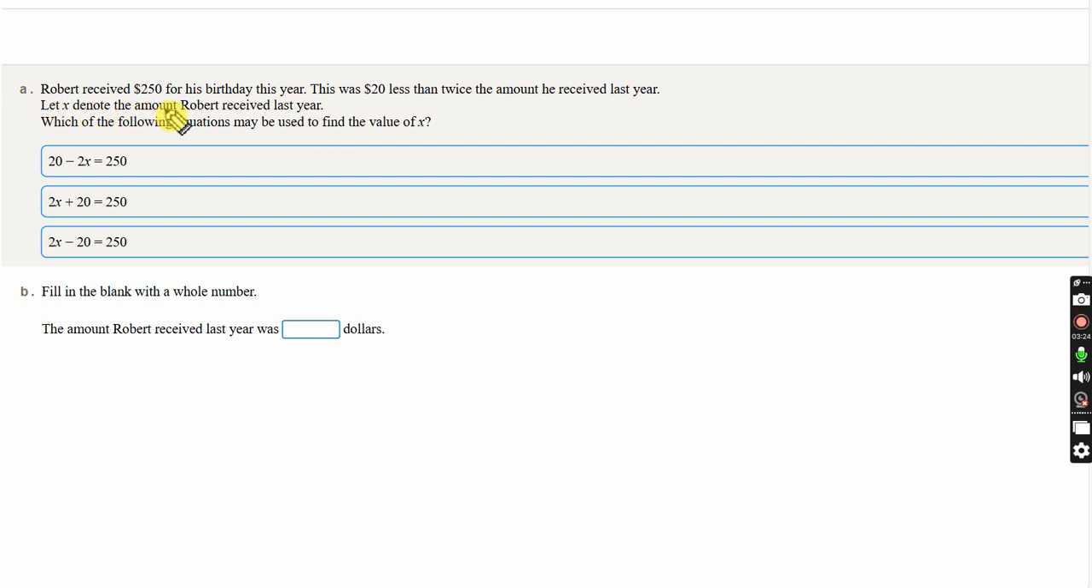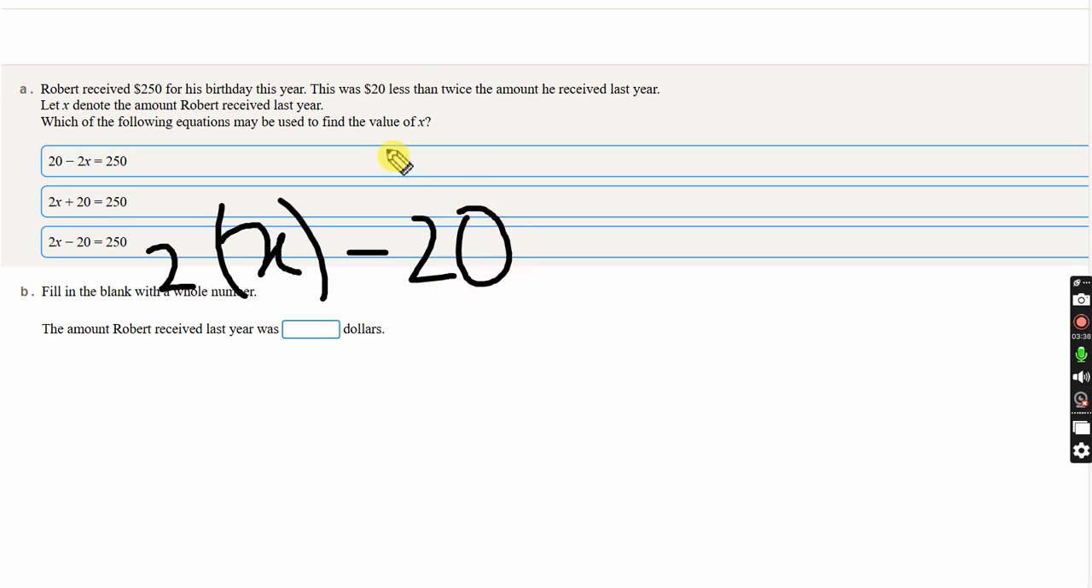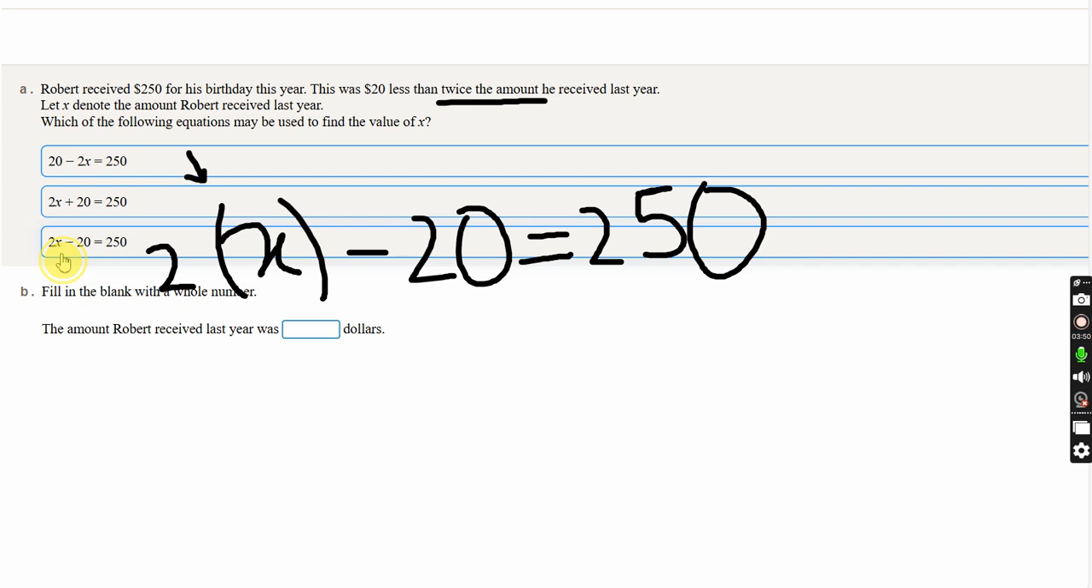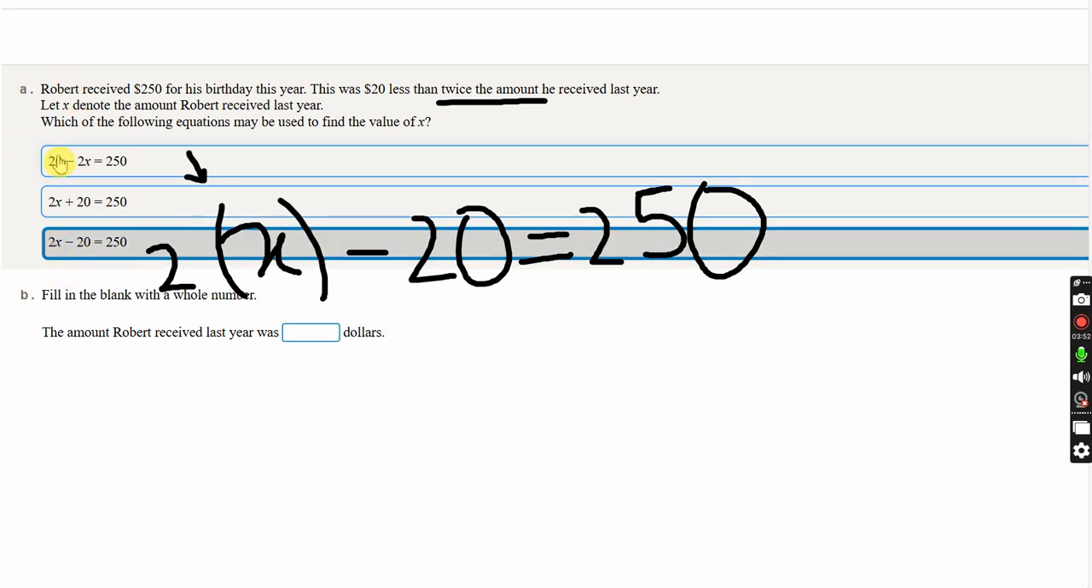Let x denote the amount Robert received last year. So x is the amount that he received last year. They multiplied it by 2 and subtracted 20. Remember, the amount that he received last year is going to be larger than 20, so that's why I put it first. And they multiplied it by 2. They told you here, twice the amount. 2x minus 20 equals 250. This is the equation you use for part A.